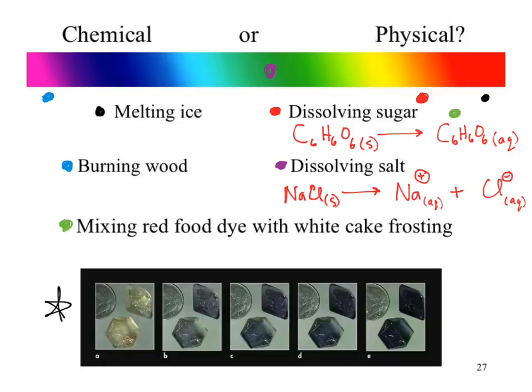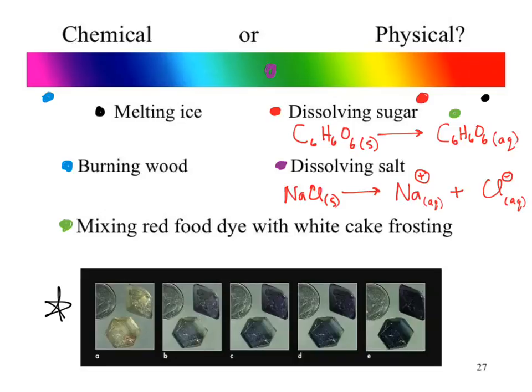Sodium chloride separates into sodium ion and chloride ion. Right. If you tell me physical, what's your explanation for physical? It just dissolves. I started with solid, and it just became aqueous sodium chloride. Okay. So your explanation can change your answer. Questions on that?